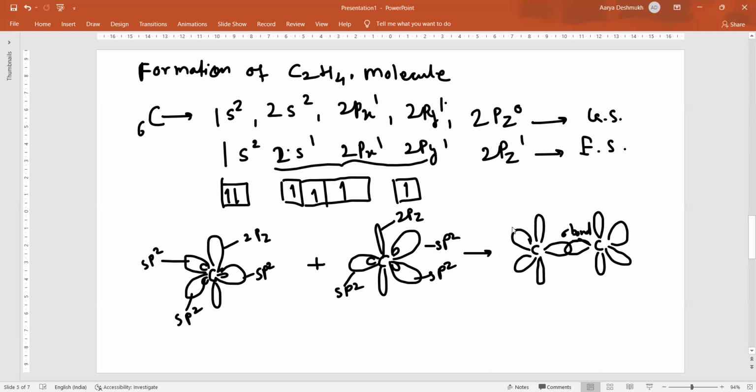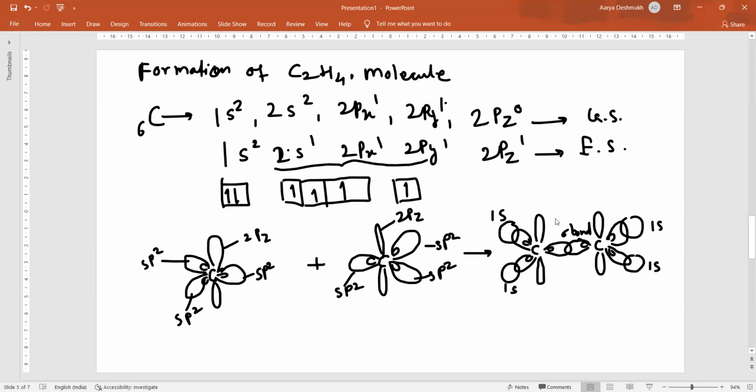and it also overlaps all these sp2 hybrid orbitals. They overlap with the hydrogen atoms. So this is the 1s orbital of hydrogen. This is also 1s of hydrogen. And here also this hybrid orbital overlaps axially with the 1s of hydrogen. This also overlaps with 1s of hydrogen.